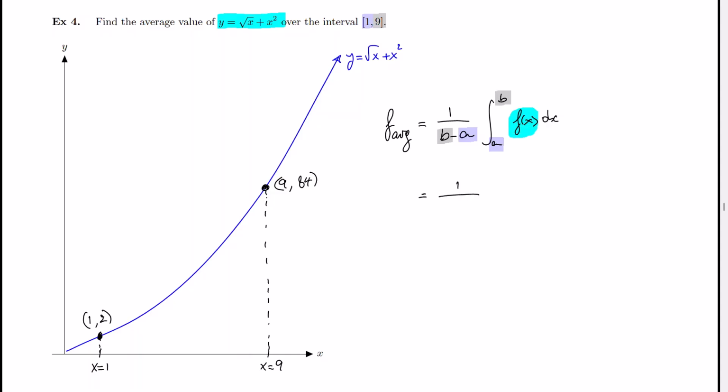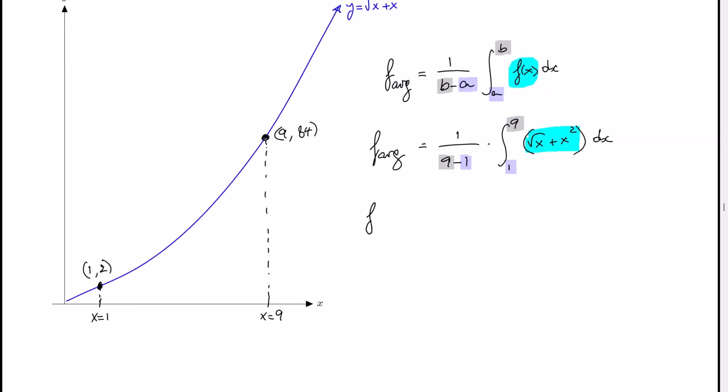So that's how we're going to fill that up. It's 1 over 9 minus 1 times the integral going from 1 to 9 of square root of x plus x squared with respect to x. This is the thing that we're calling the average value. To color code it all, the 9s are first because they're the upper bound, then the lower bounds, then finally the actual function itself.